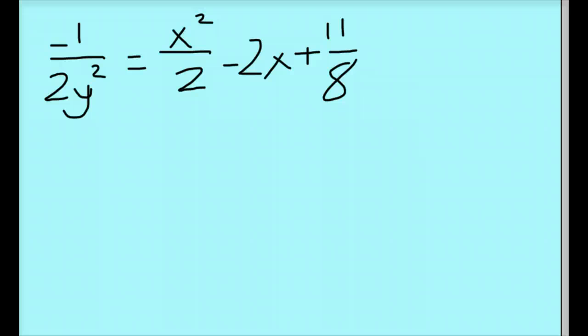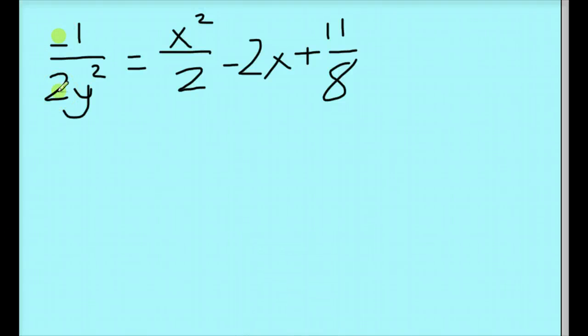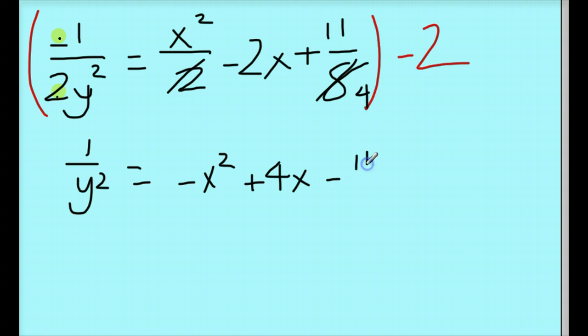So the first thing we need to do is figure out how to get this y by itself. And right now we see that we have a negative and we have a 2. So I'm going to multiply both sides by -2 to simplify. And if I distribute all of this, what we get left over is 1 over y squared, since that's going to cancel out this negative and that 2. Over here, this cancels this 2, and I get a negative x squared plus 4x. And here, this becomes a 4, and I get -11 over 8.